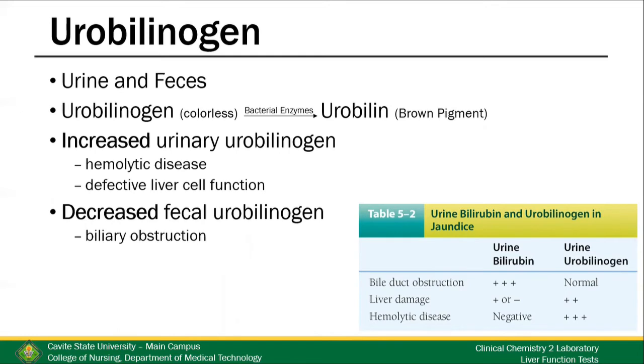So decreased fecal urobilinogen is seen in biliary obstruction. Usually, when we have decreased fecal urobilinogen, we see in our stool a pale color. It does not have a brown color. It looks whitish. That means there is most likely a biliary obstruction. Okay?